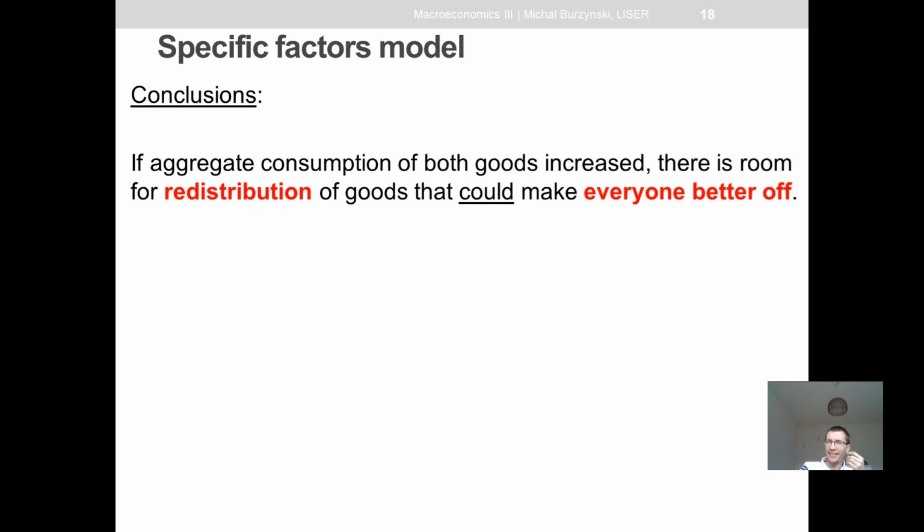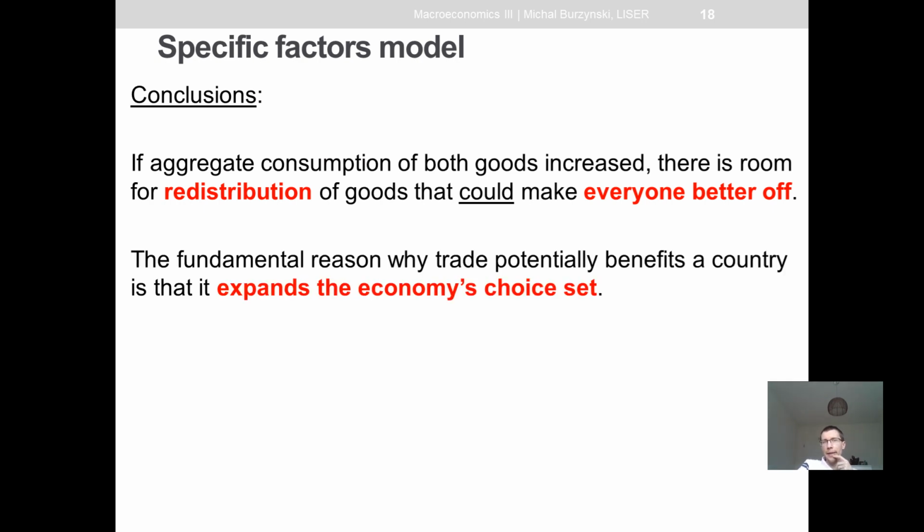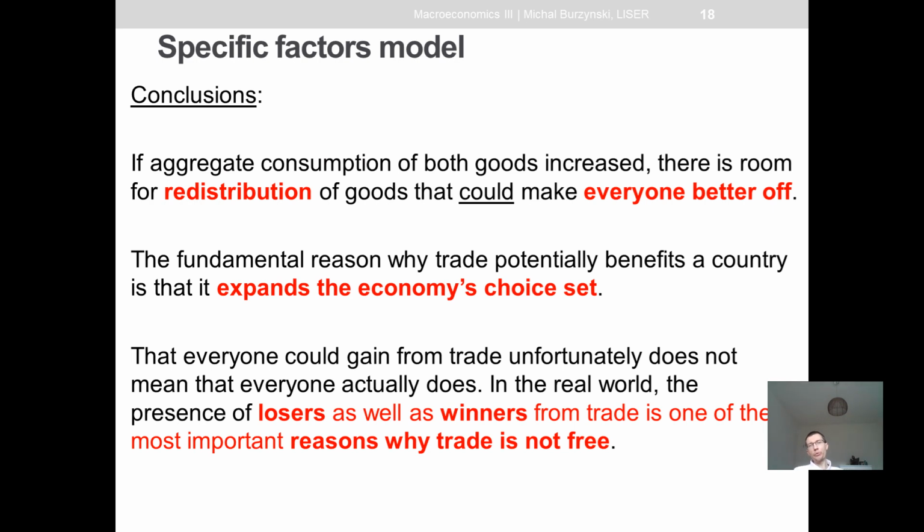Now the question is, is it indeed good for the welfare in the country? The fact that everyone could gain from international trade, unfortunately, does not mean that everyone actually does gain from trade. In the real world, the presence of losers as well as winners from trade is one of the most important reasons why trade is not free.